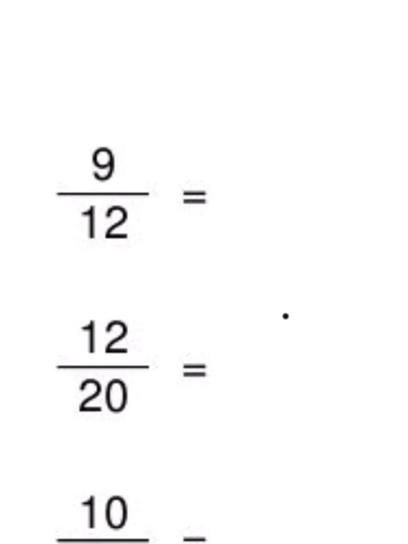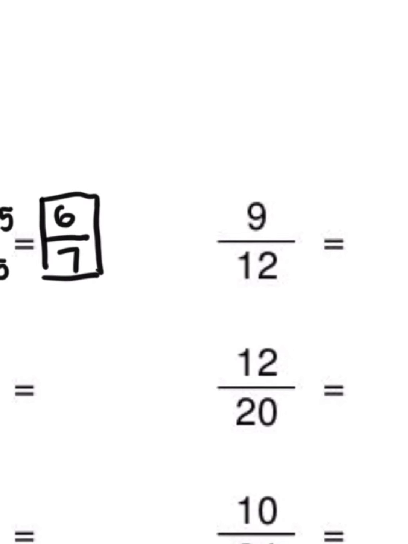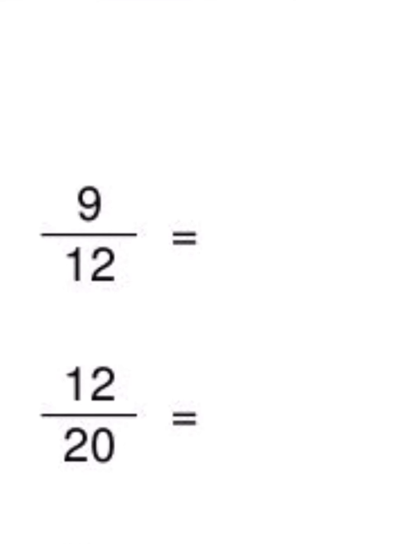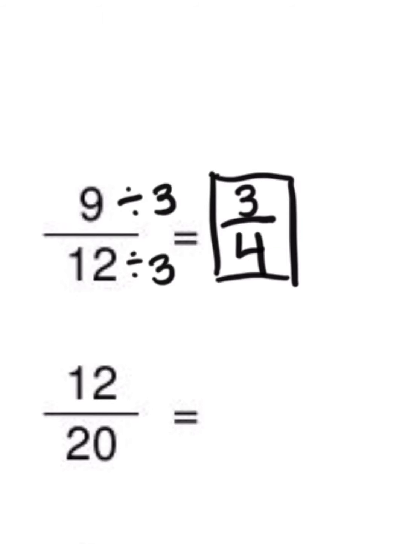Now the last problem I will be going over today would be this problem. And it's exactly the same as the past problems. You find the greatest common factor, and in this case it would be 3. And 9 divided by 3 is 3, and 12 divided by 3 is 4. So your answer would be 3 over 4.